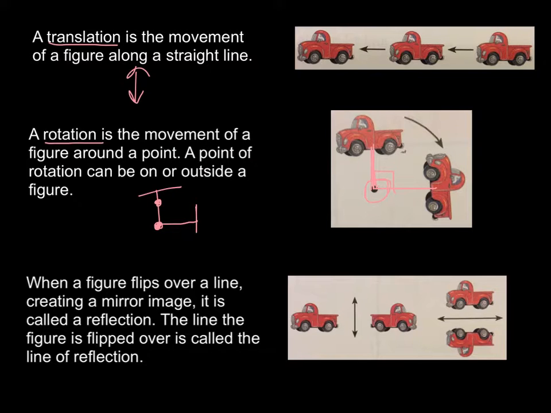When a figure flips over a line creating a mirror image, it is called a reflection. If you think of your reflection in the mirror, it does kind of a flip when you're looking at it. And this line here, we have a line here, we have a line here, those are called the line of reflection. So you can see the image does flip, because just like when you look in a mirror your image flips, in a reflection it also flips.